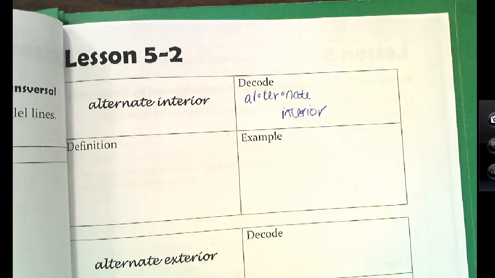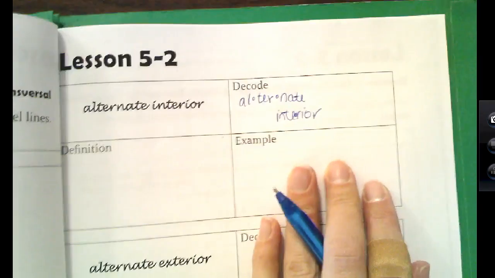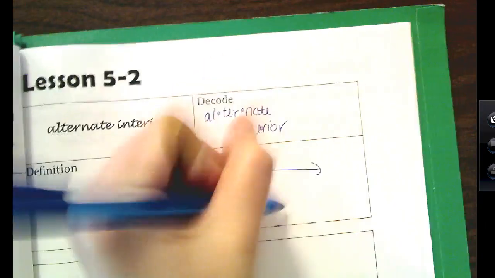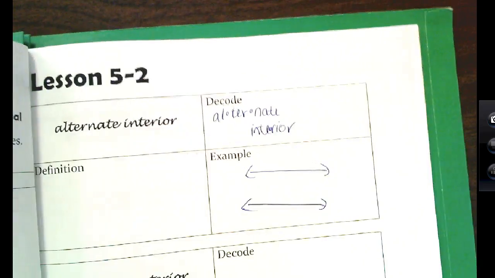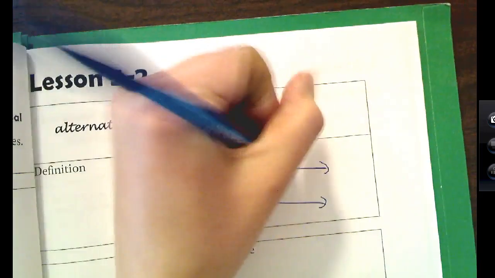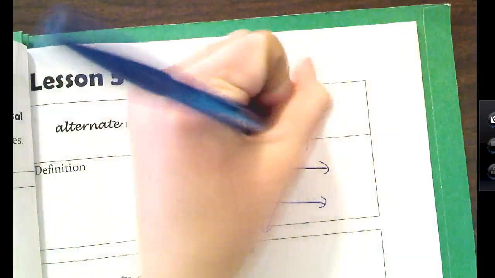All right. So in your example box, I want you guys to go ahead and draw 2 parallel lines. I want you to draw them like this, kind of flat like that, horizontally. So you're drawing 2 parallel lines. Now we're going to draw a transversal, which is a line that's going to intersect those 2 parallel lines.